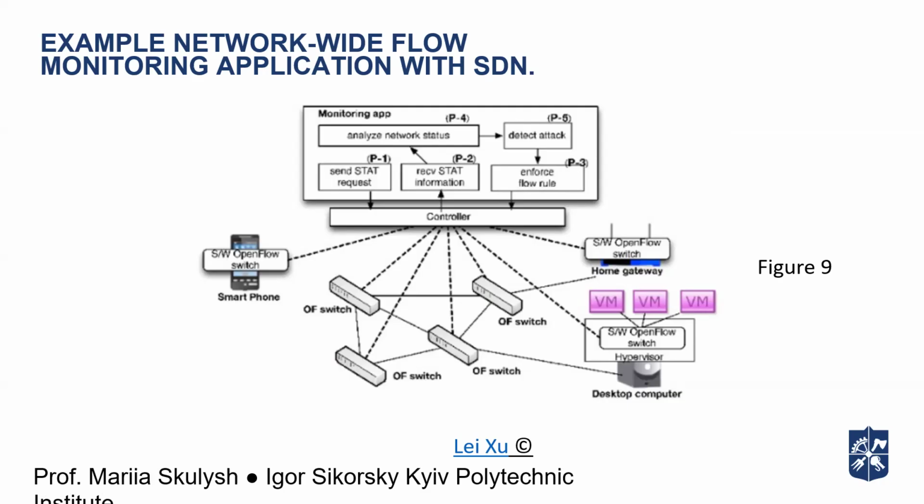These points send the start request. From the other side, after receiving the start request, this application sends some information to analyze network statistics. Then it detects attacks, enforces flow rules, and so on. Therefore, we have such a monitoring application which works with different nodes. It uses a controller for this detection and monitoring.